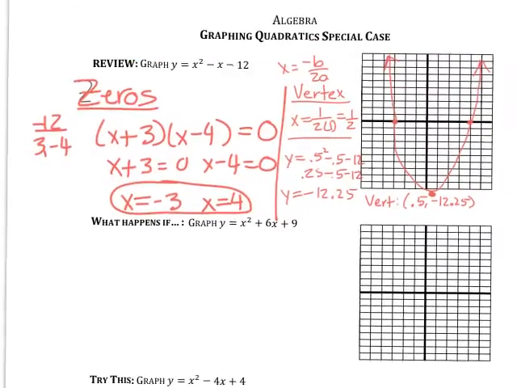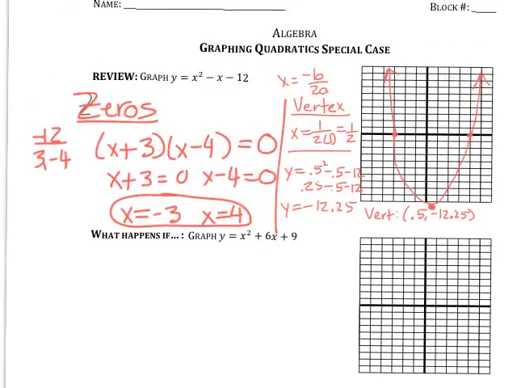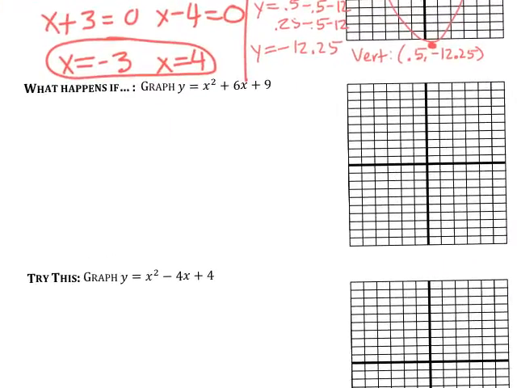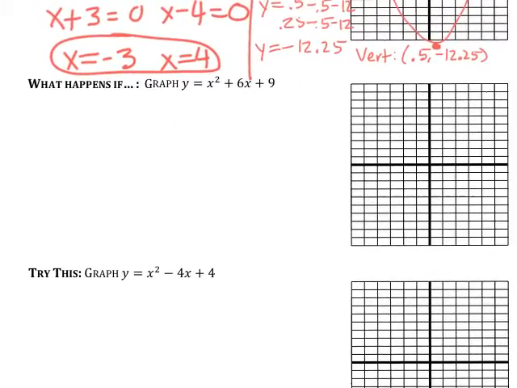Okay, so let's look at, obviously this set of notes is called special cases. So let's see what happens here if something weird kind of happens, okay? So approaching the problem, we're not going to know that it's a special case, so I'm just going to do it like I normally would. So I start with zeros.